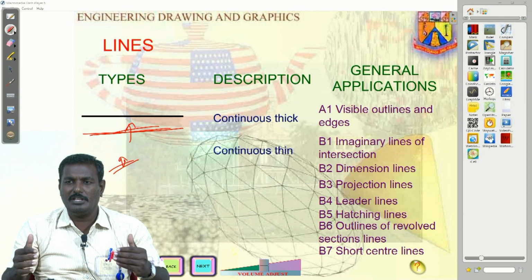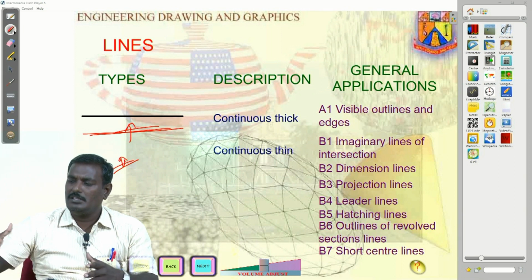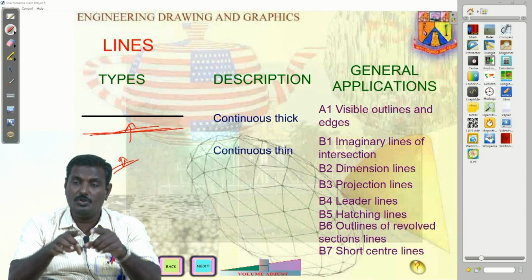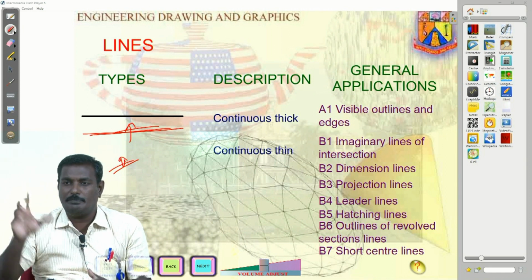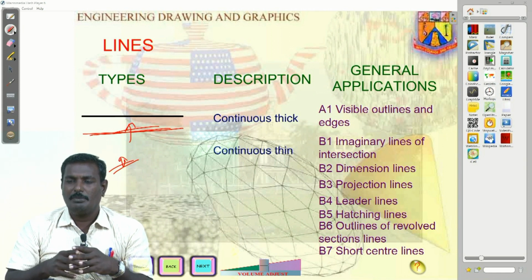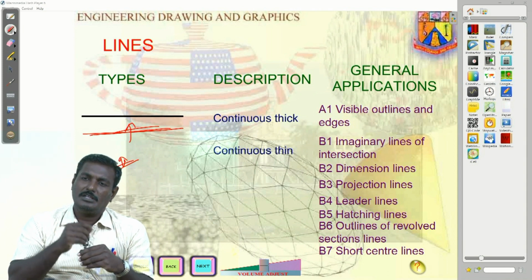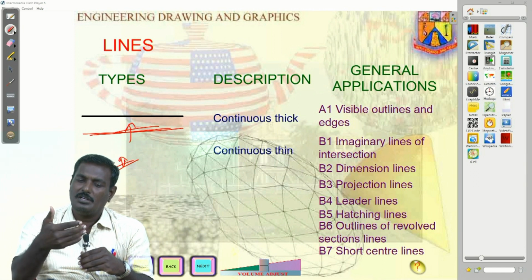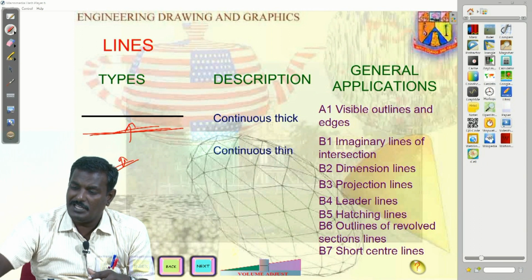Anybody looking from outside, say 1 meter or even 0.5 meter away from your drawing sheet, these lines are never visible to them. That is the use, because while erasing, it does not damage your paper. It is easily removed, and your chart looks very clear. That is the purpose. Try to see what the applications are.